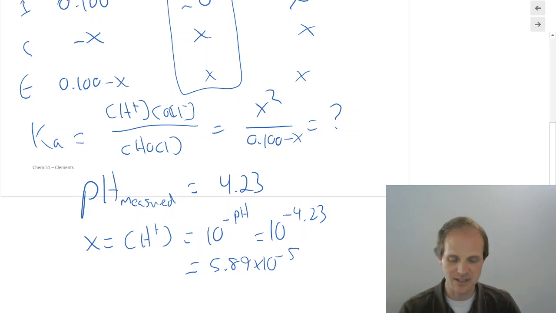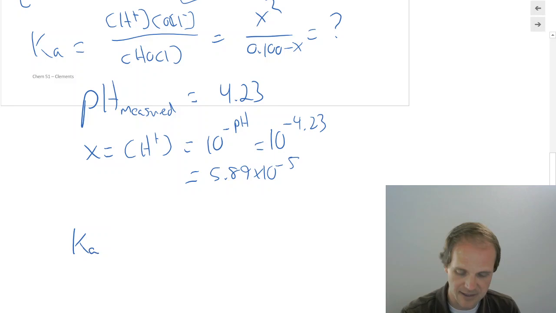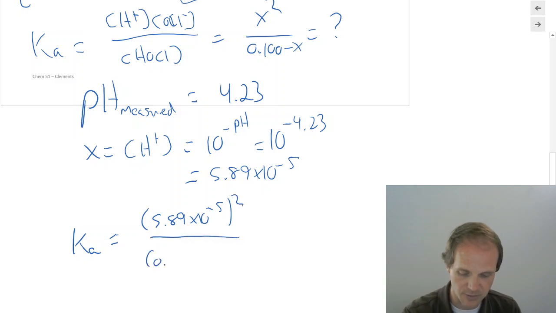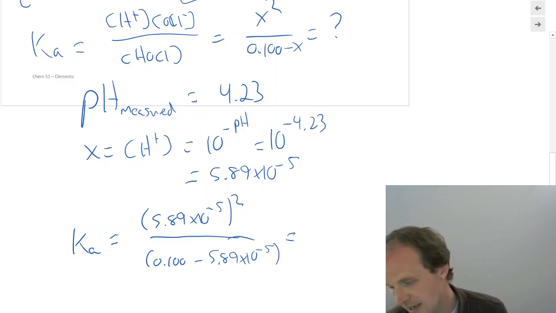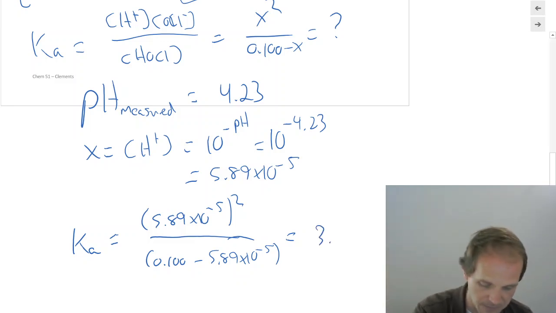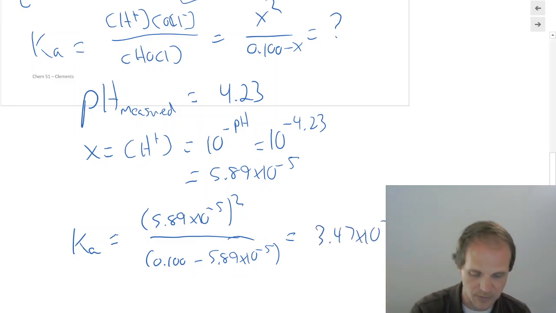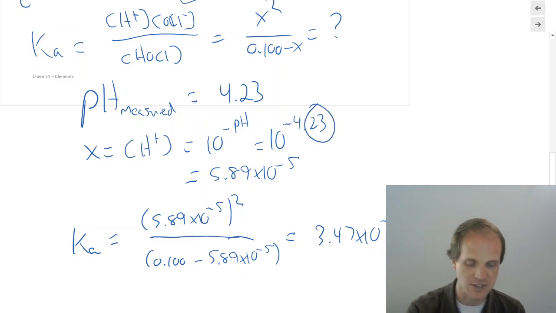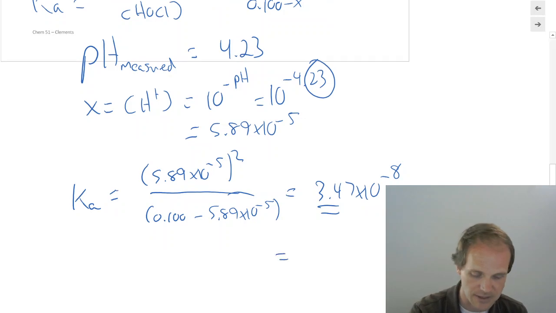If we know x, we can plug it into our expression here. We know that Ka is x squared, so 5.89 times 10 to the minus 5th squared over 0.100 minus 5.89 times 10 to the minus fifth. We calculate our Ka value as 3.47 times 10 to the minus eighth. What's our significant figures? Our pH had 2 digits after the decimal, so we are limited to 2 significant figures, and we're going to call this 3.5 times 10 to the minus eighth.